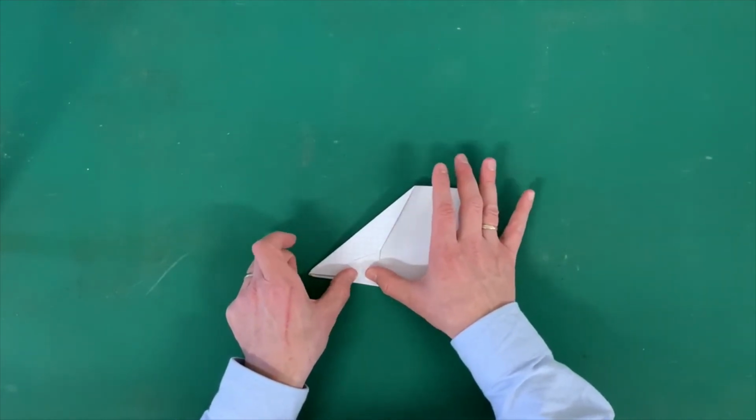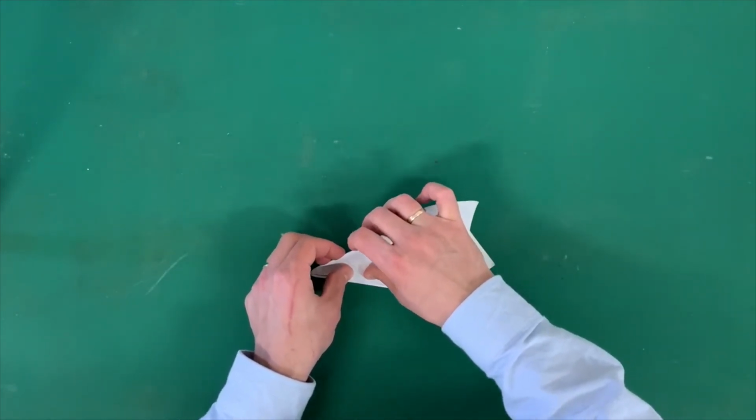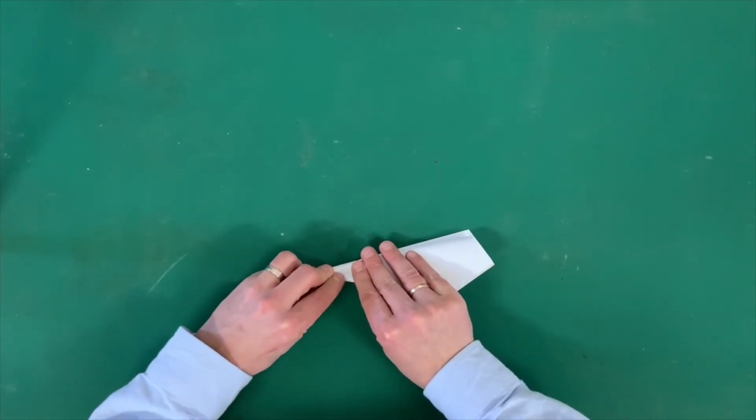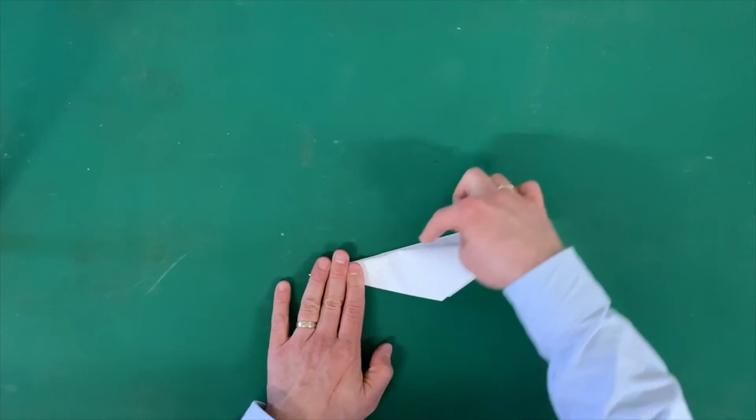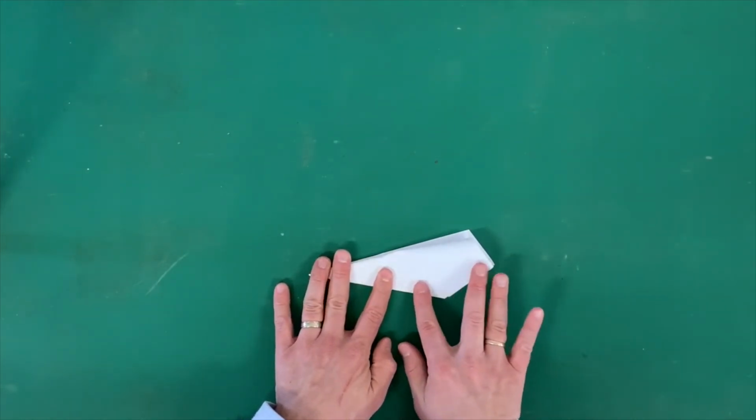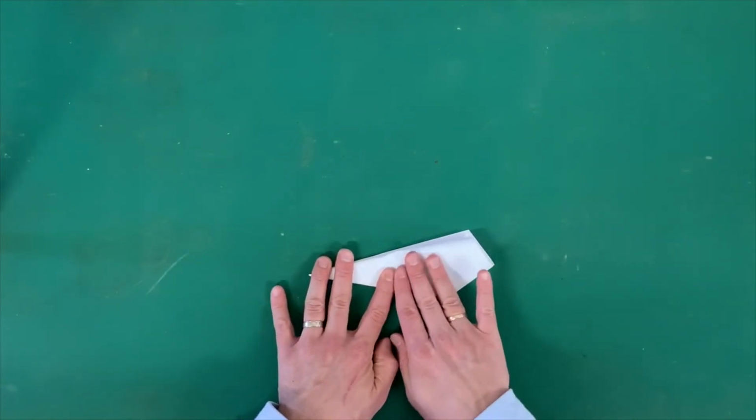I put my thumbs on my tab, I grab my top flap, fold it over, and now I'm just going to line it up with that wing in the back that I folded. I'm going to just cover up that little corner.